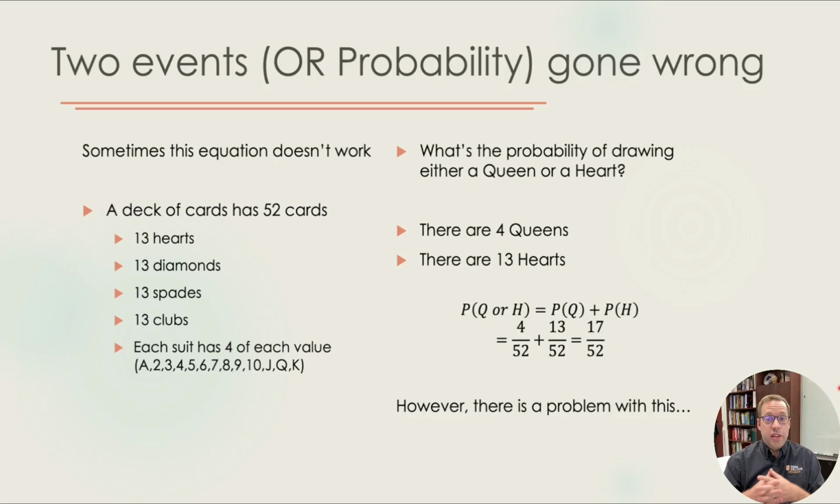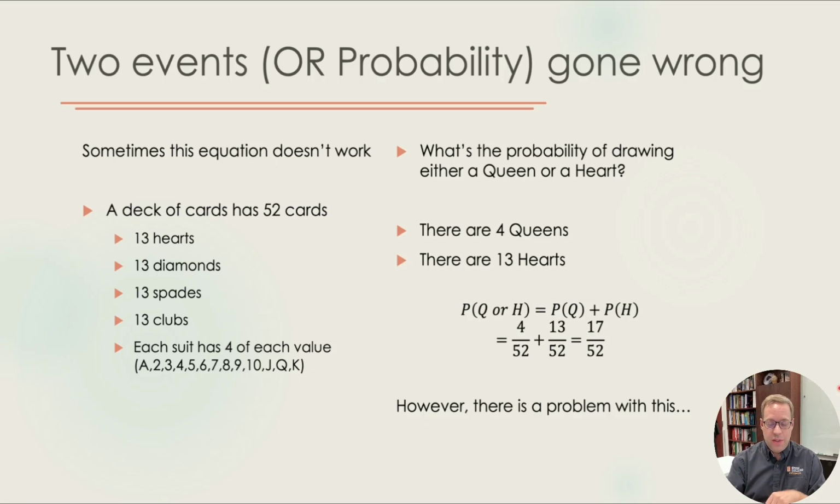So each suit has 1 of each value. So what's the probability of drawing either a queen or a heart? Okay, there are 4 queens, there are 13 hearts. So if we follow our equation normally, then the probability of drawing a queen is 4 out of 52. Probability of drawing a heart is 13 out of 52. Gives us a total of 17 out of 52. Simple enough, right? Except that answer's wrong.